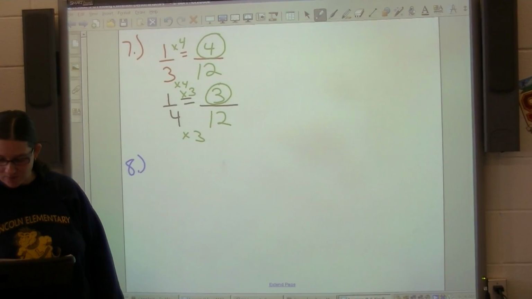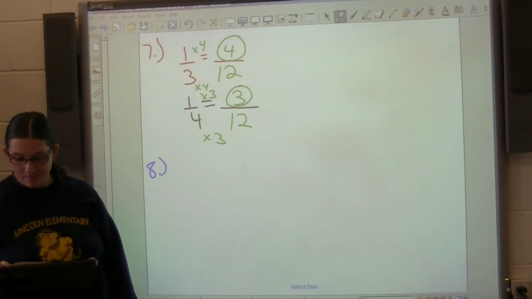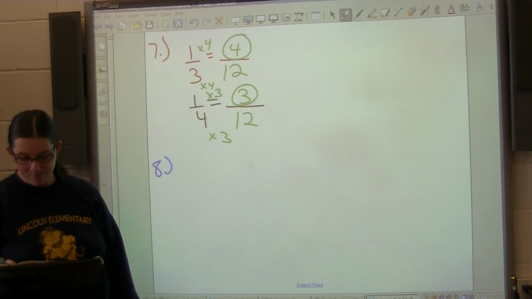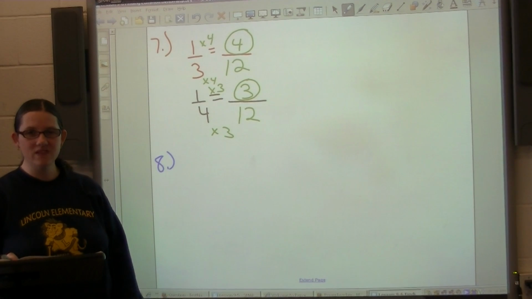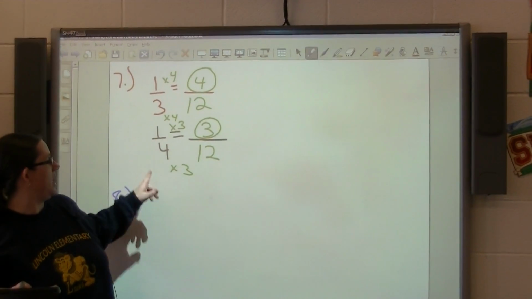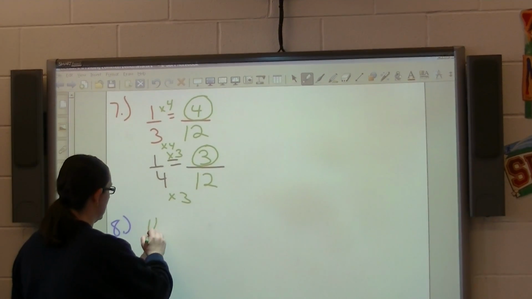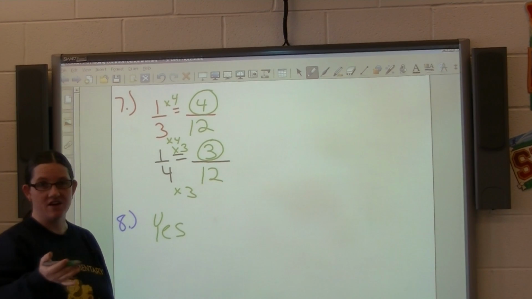Says, construct arguments. Is the product of 2 denominators always a common denominator? Give an example in your explanation. What's the answer to that? Will it always be a common denominator if we multiply those bottom denominators? Yes, and you can give any example from what we just did in our lesson.